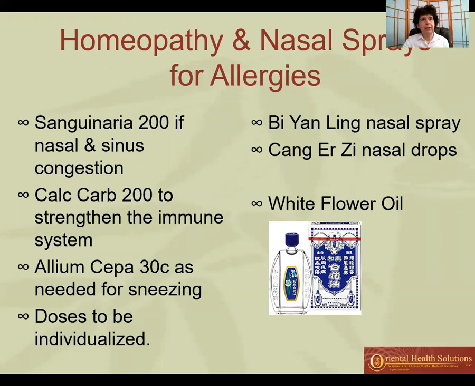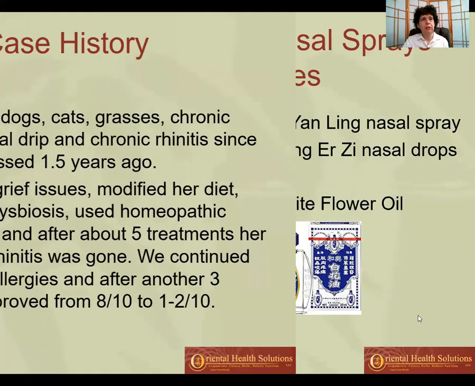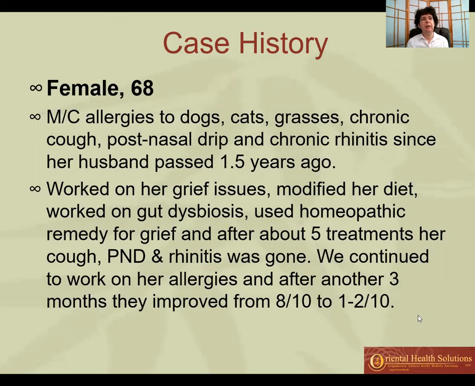And then, let's see, there's a case history. This is a female that came to see me some years ago, actually. Her main complaint was an allergy to cats and dogs, grasses. She'd had a chronic cough and a postnasal drip and chronic rhinitis. Since her husband had passed away a year and a half ago, she had never really gotten over that and had some emotions around that.